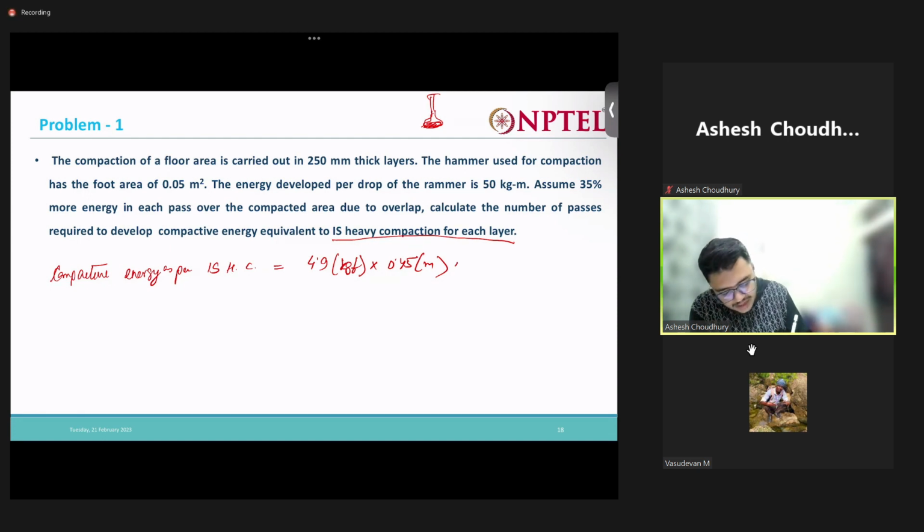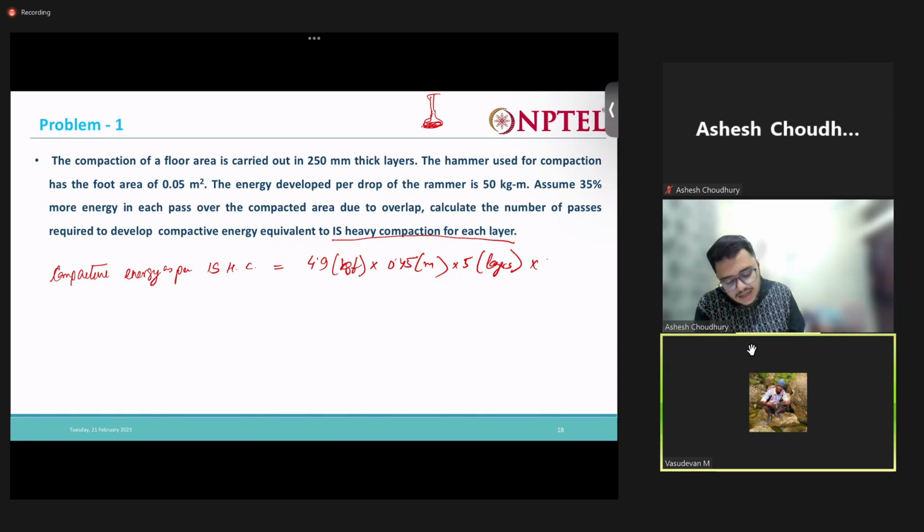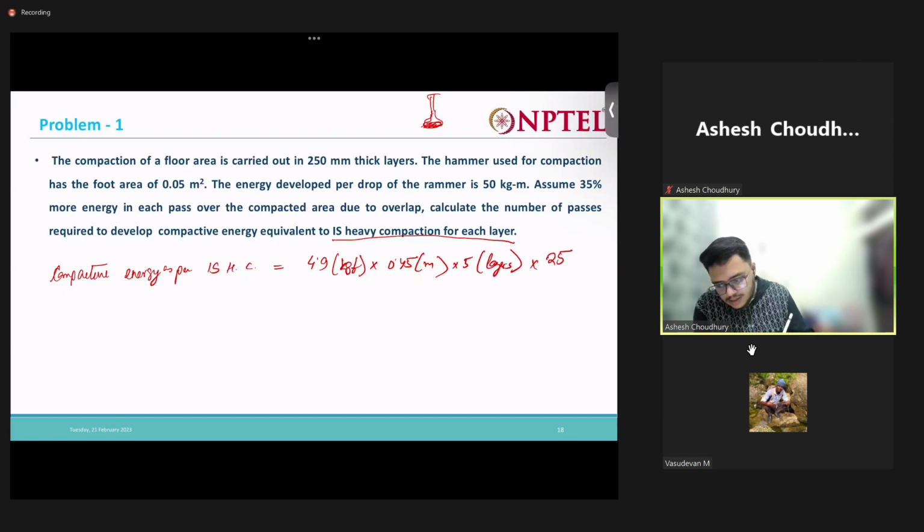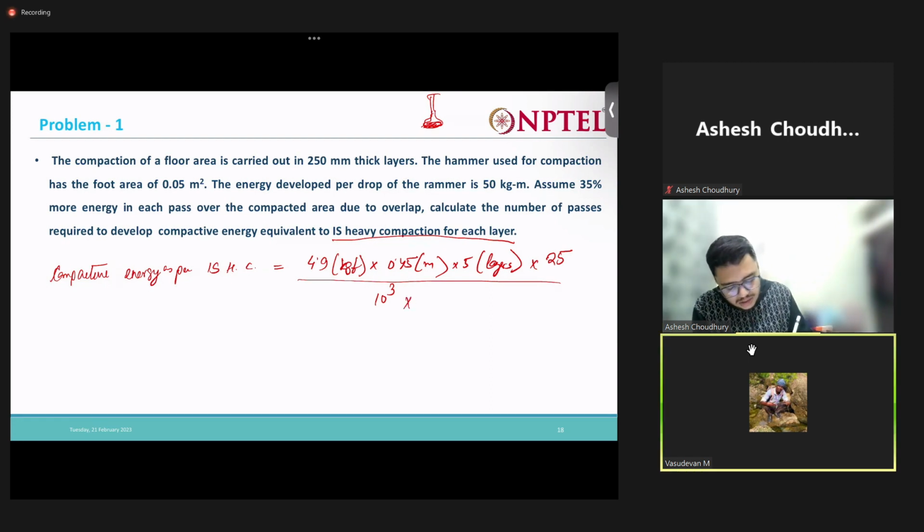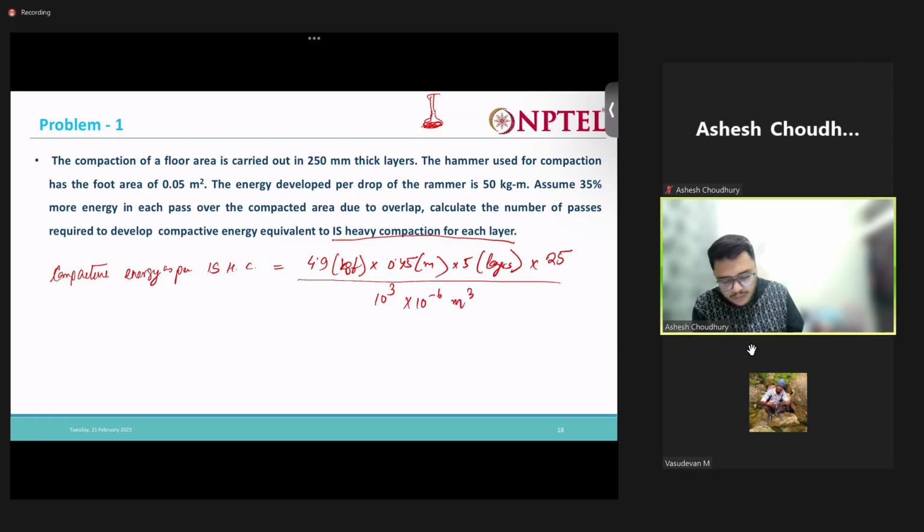Into 5 layers; the total number of layers is 5. Into how many blows per layer? How many blows do we give per layer in the compaction test? 25, yes, correct. So 25 blows divided by the volume of the mold, which is 1000 cc for IS. If you remember, for the modified Proctor test it was 944 cc. But for IS, Indian Standard heavy compaction, 1000 cc is taken. So 1000 cc into 10 to the power minus 6 comes to meter cube.